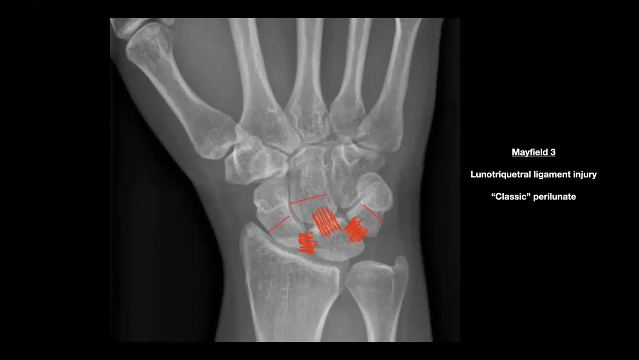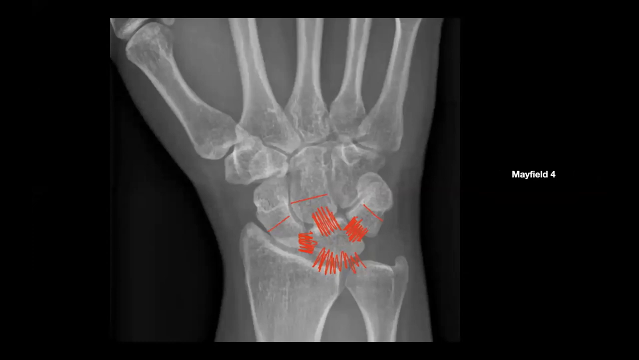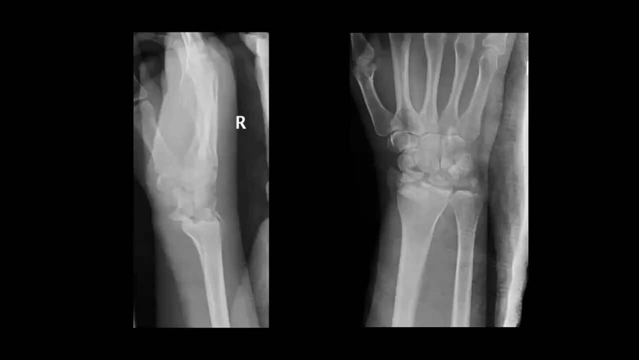You can see that the capitate has dislocated relative to the lunate, and the collinearity of the forearm and hand has been lost. And then finally, Mayfield 4 is where the radiocarpal ligaments are injured and the lunate dislocates palmarly. This is an example of a Mayfield 4. To outline the lunate, the purple lines depict where the lunate is on the radiographs. You can see that the lunate is perched on the front of the radius, and it's being held there by the short radiolunate ligament.